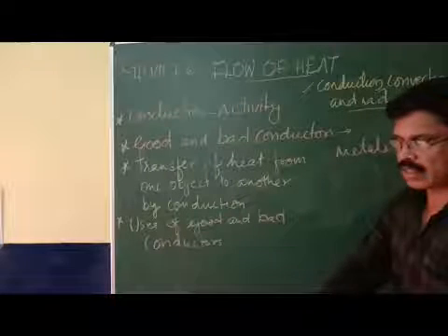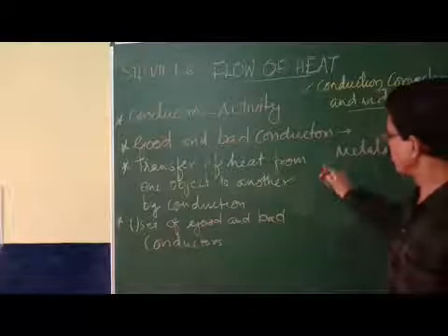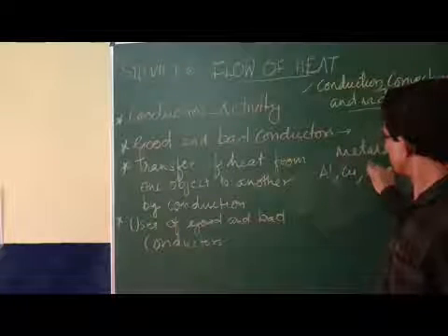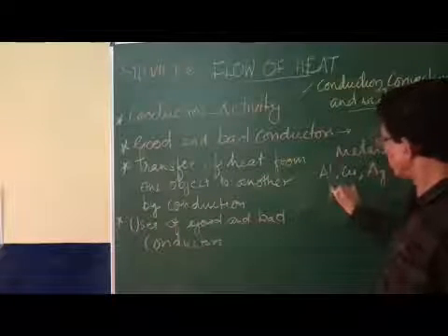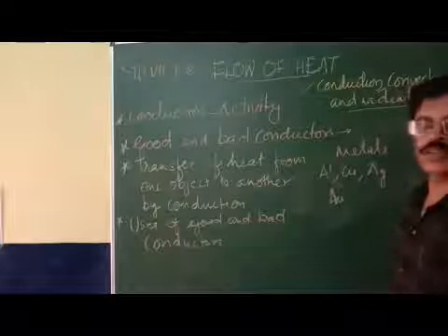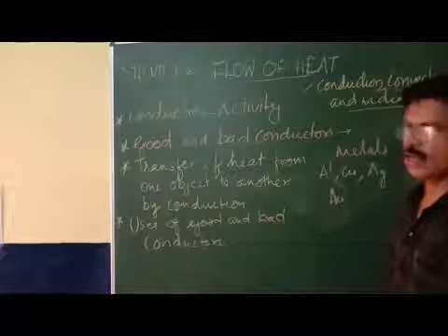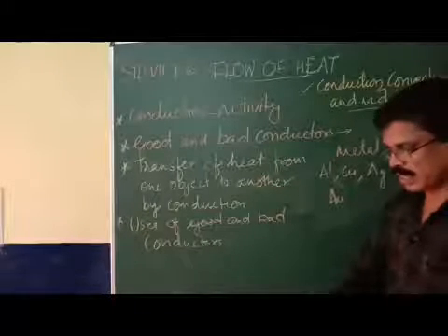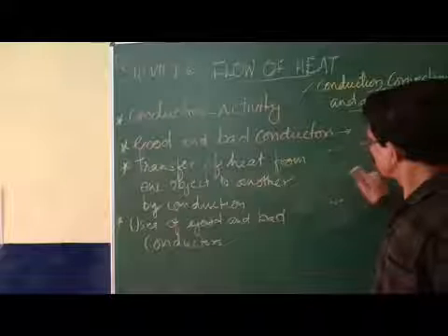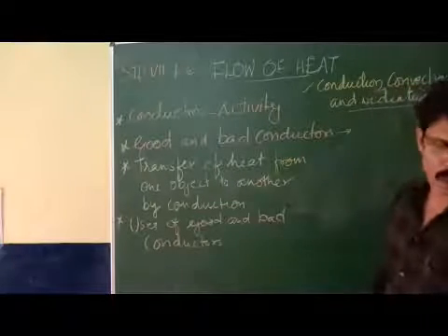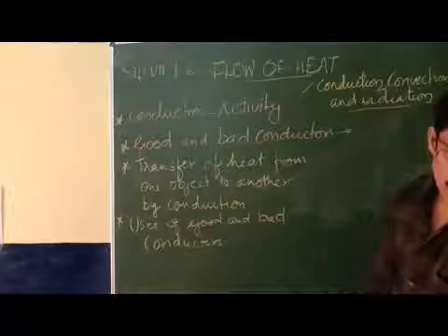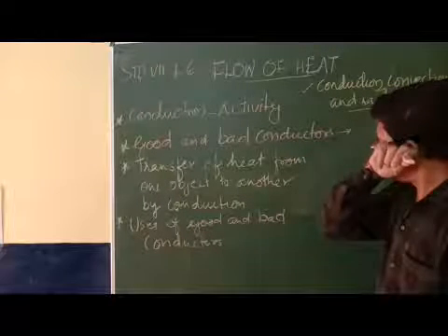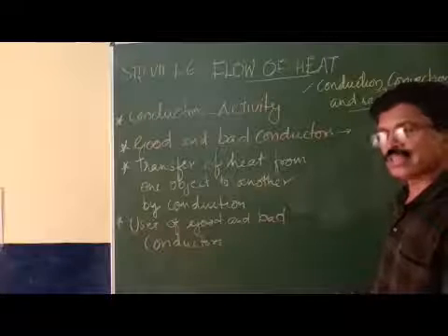Metals such as aluminum, copper, silver, gold, all these are good conductors of heat. Substances which conduct heat better are called good conductors of heat. Whereas bad conductors of heat are those substances which do not conduct heat.